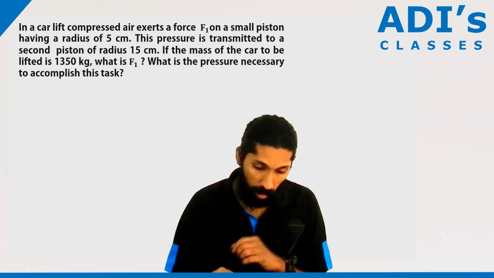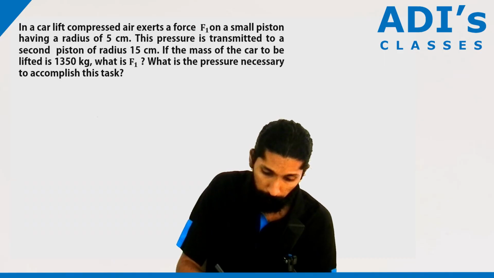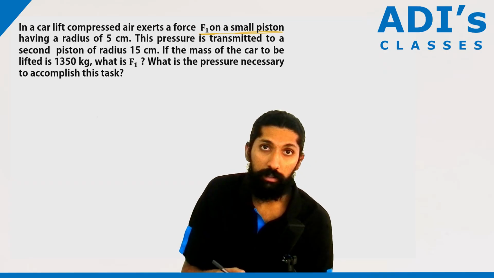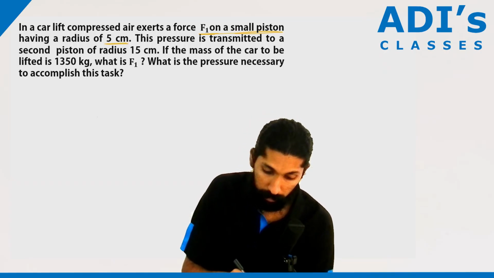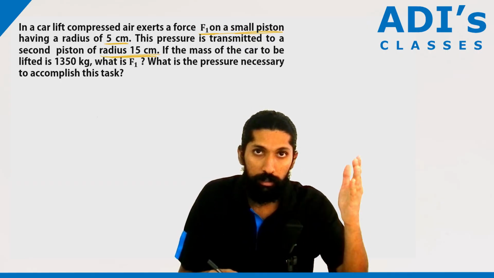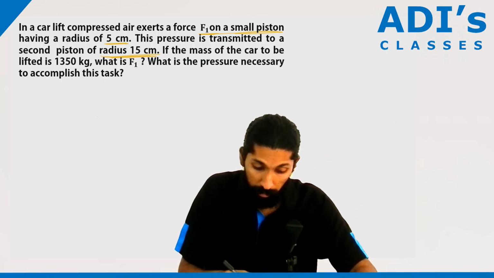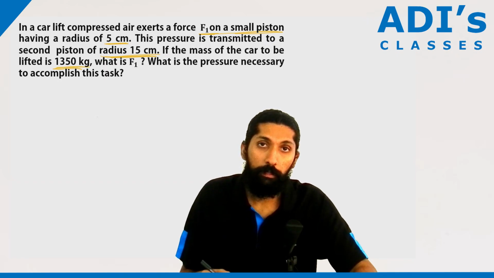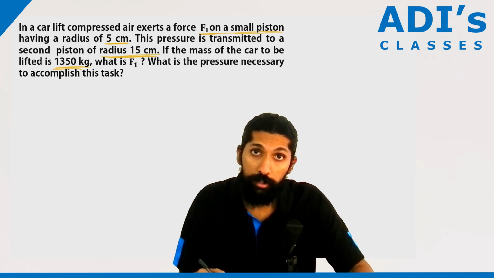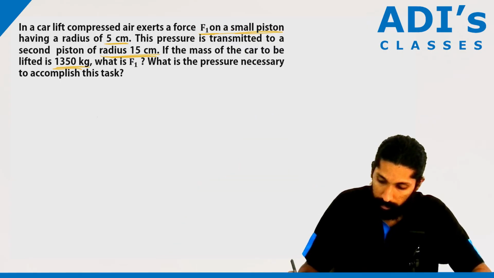Look at the particular question. A very important part what you have here is that F1 is put on the small piston, radius is 5 centimeter. The pressure is transmitted to another piston of radius 15 centimeter. So what's happening here? From one to another, the pressure is being transmitted. It's a concept of pressure, well and good. But you're trying to lift a car of this particular mass. Isn't this a hydraulic lift? Correct? Since you're talking about hydraulic lifts, you know that Pascal's law has to be applied. Correct? So let's write down the formula and let's try to do this one.